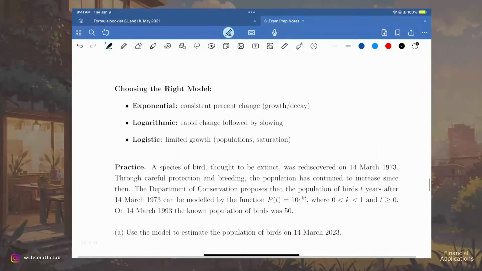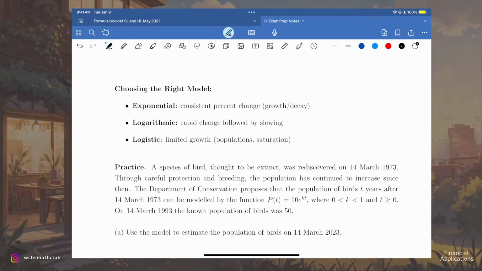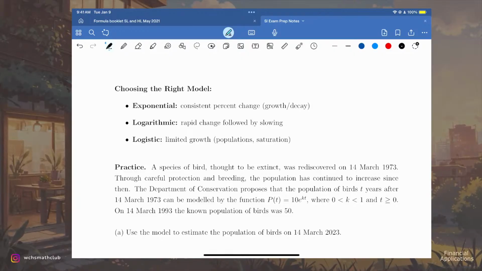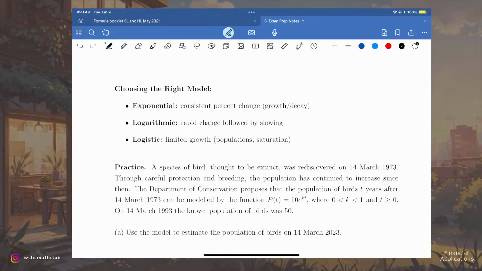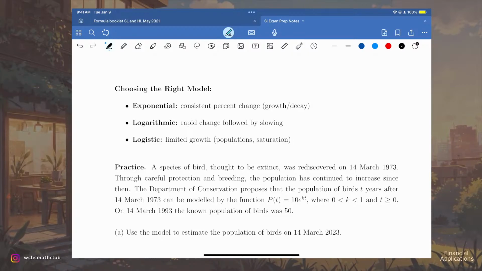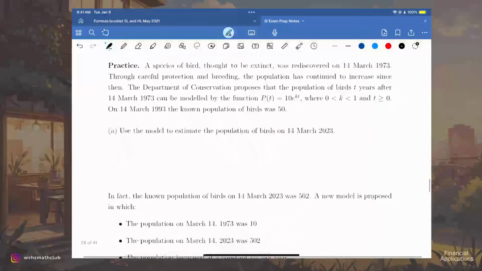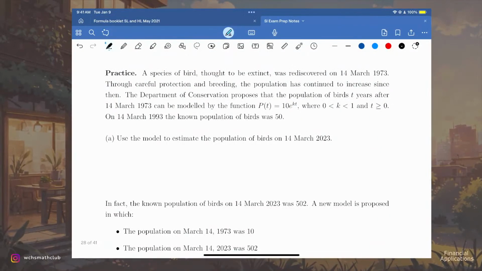Okay, so now that you have these three models of exponential, logarithmic, and logistic, what model do you use? To choose the right model, you often just have to see what the question asks for. Exponential tends to be used when you have a consistent percent change, such as for growth and decay. Logarithmic is characterized by rapid change with slowing, so it's not a consistent percent change as in an exponential, while logistic is used when there's an upper limit and limited growth, such as for populations.